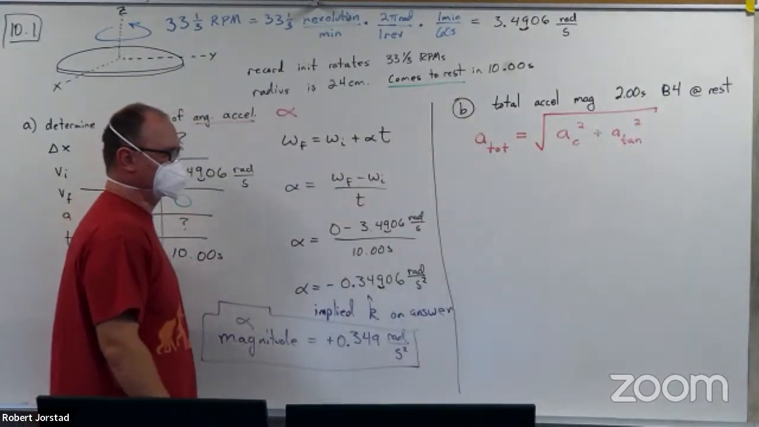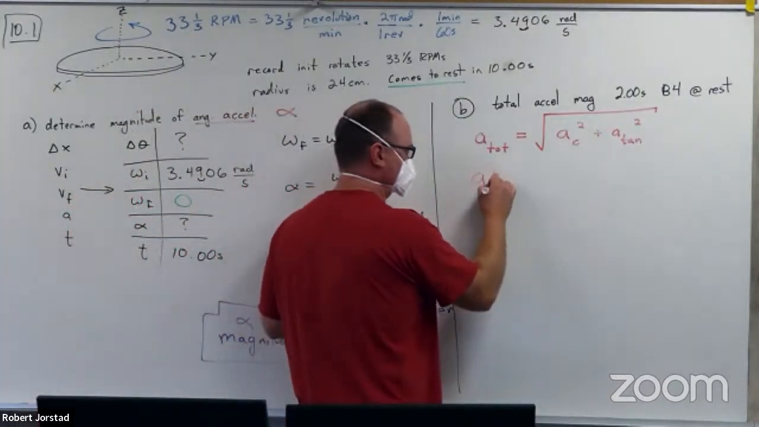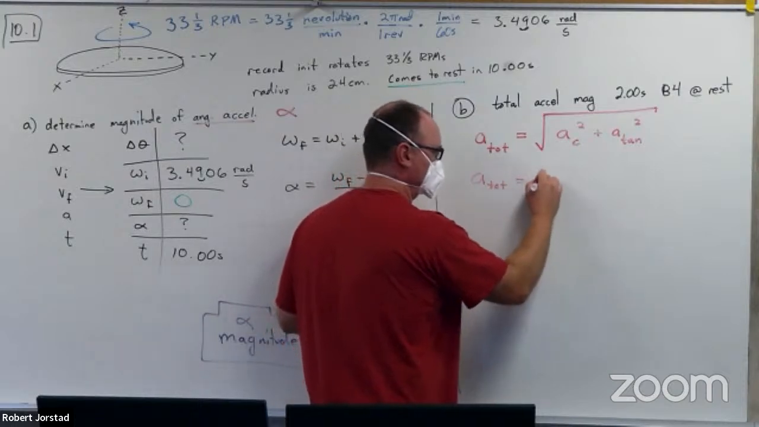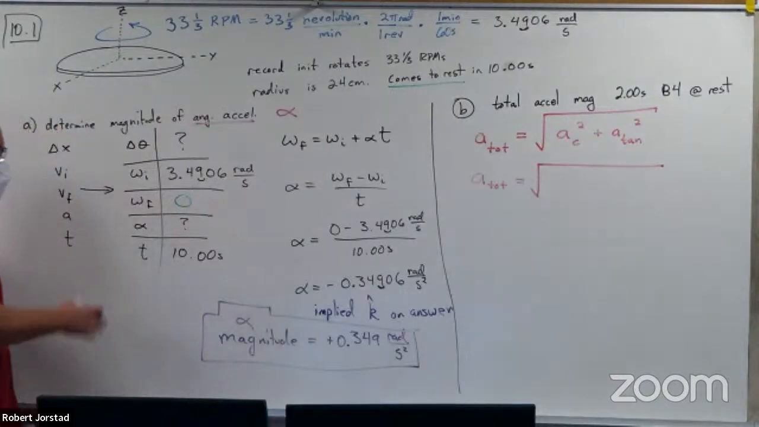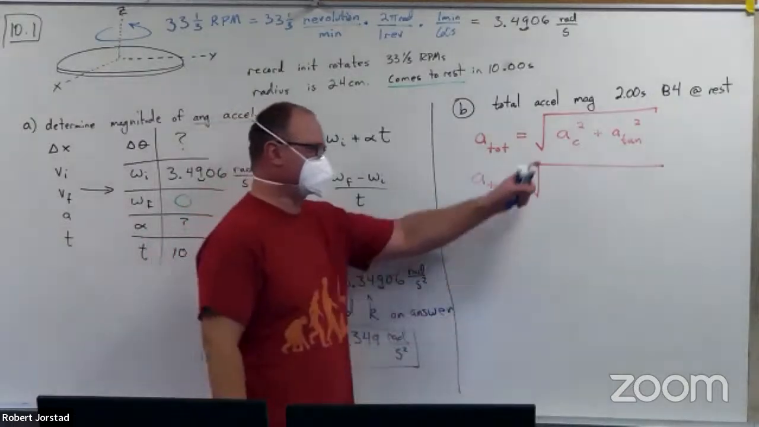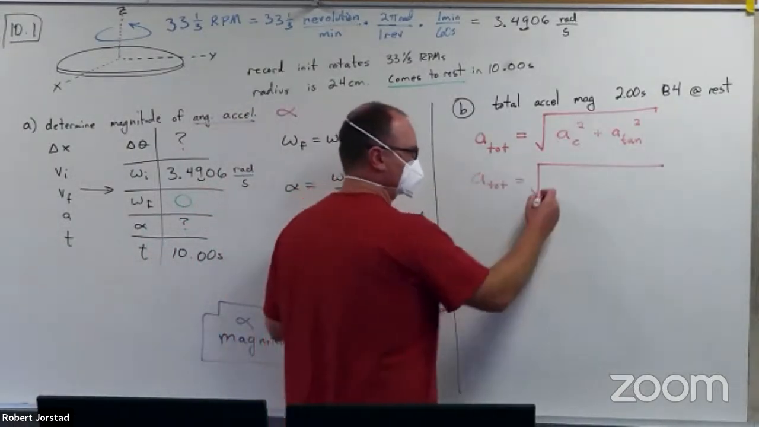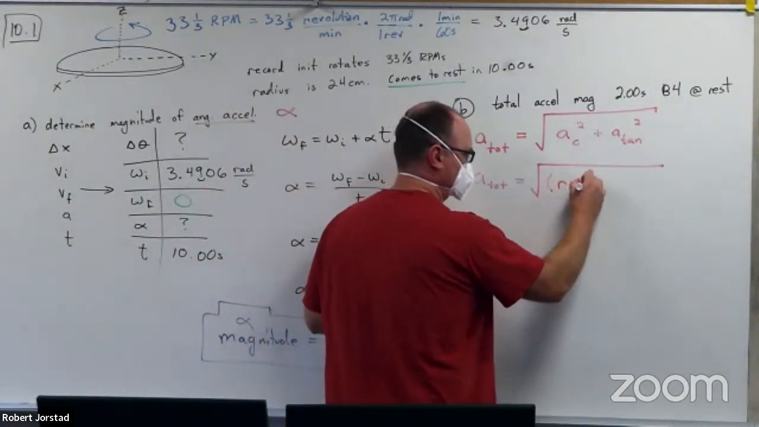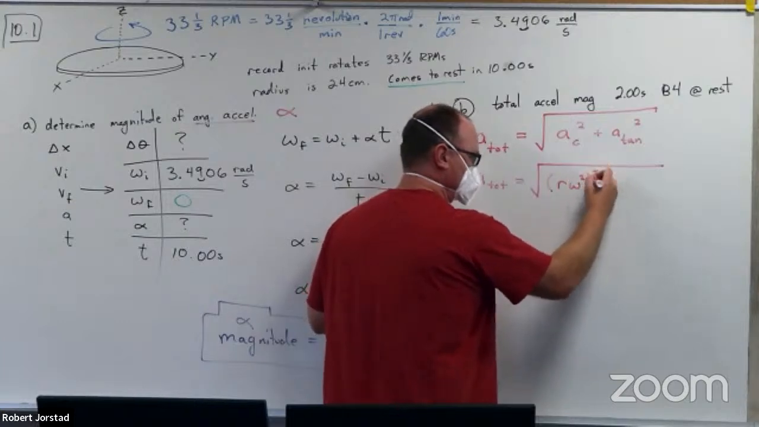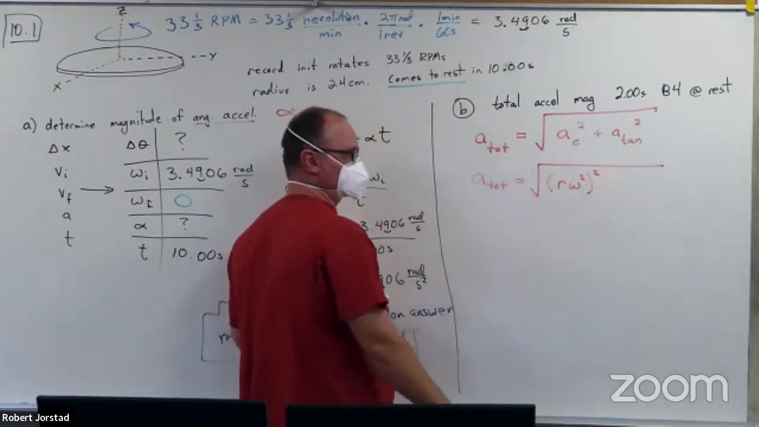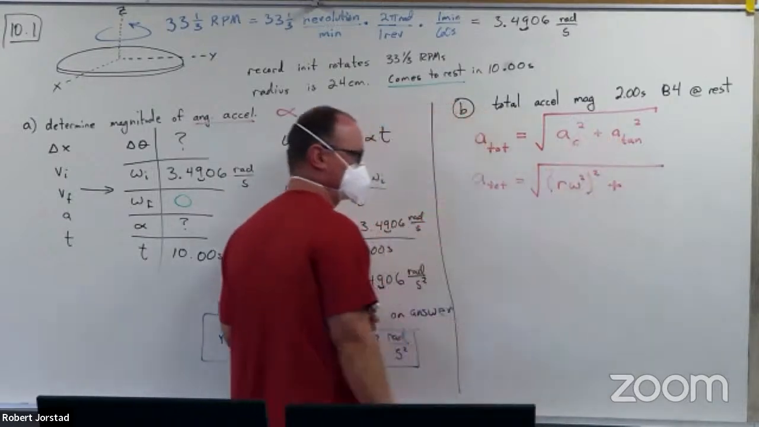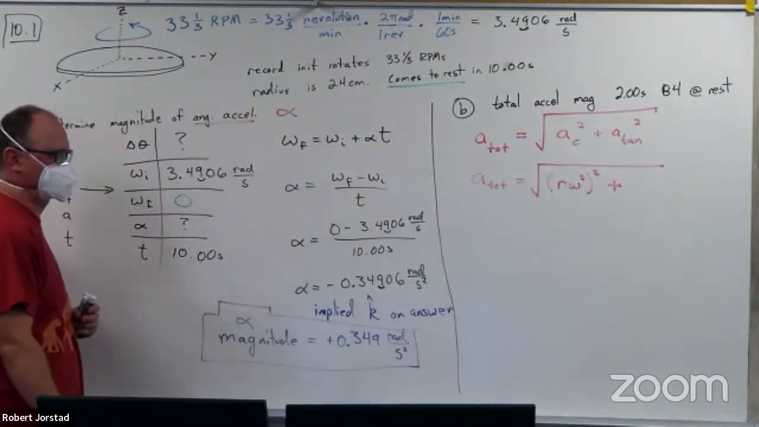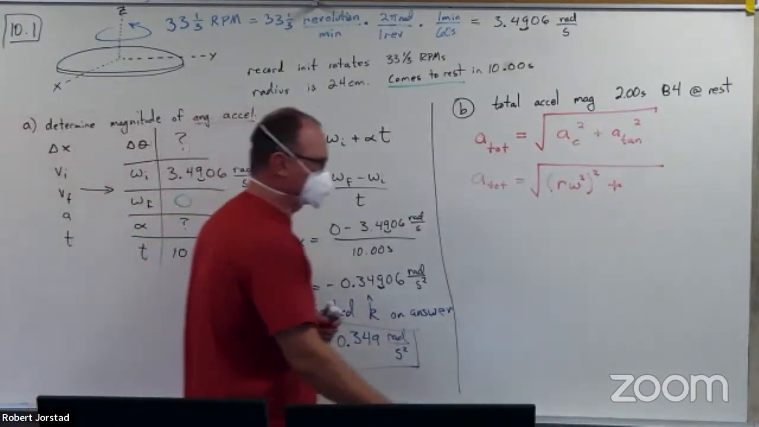Well, what was A C? What was the equation that relates to RPMs, basically? Not v squared over R, but so notice it's R squared omega to the 4th in there. And what was A tan? R alpha.